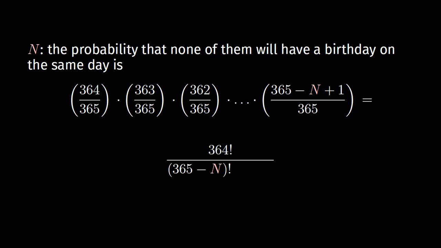And all this is the numerator of the previous expression. And the denominator should be multiplied by 365 to the n minus 1, which corresponds to the denominator of the previous expression. Now we come back to the original question.